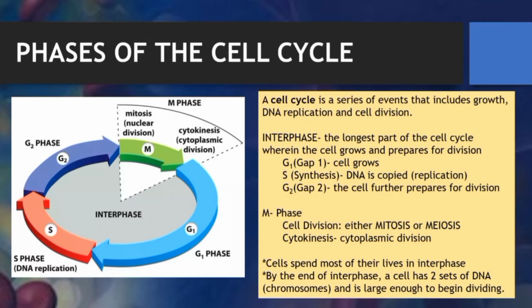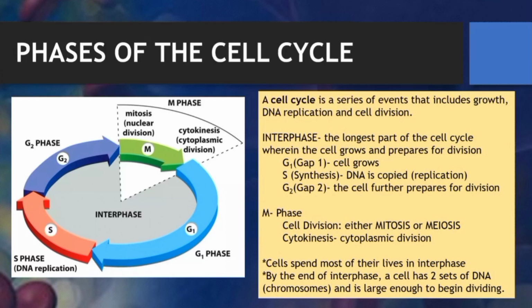Then yung M phase naman, look at the diagram on your left, the green one. M phase refers to the actual division of cell, which could either be mitosis or meiosis, which we'll talk further later. Then, cytokinesis is cytoplasmic division, or the division of the cytoplasm.